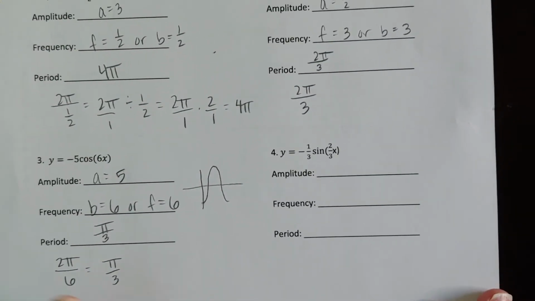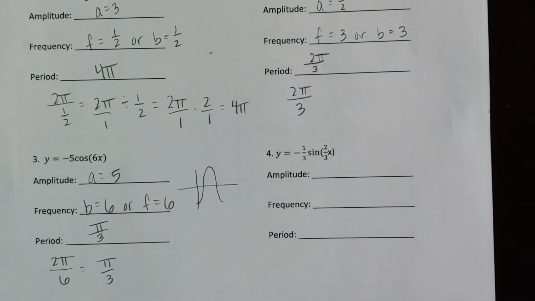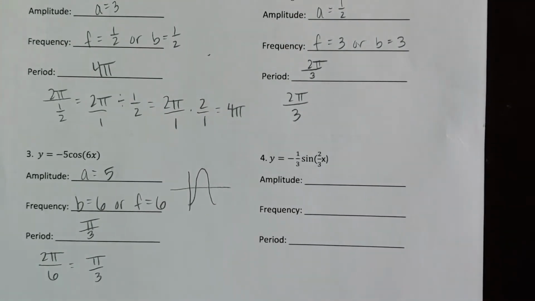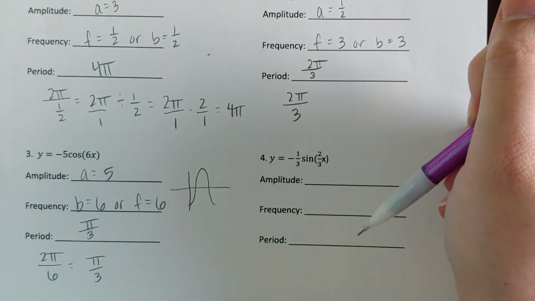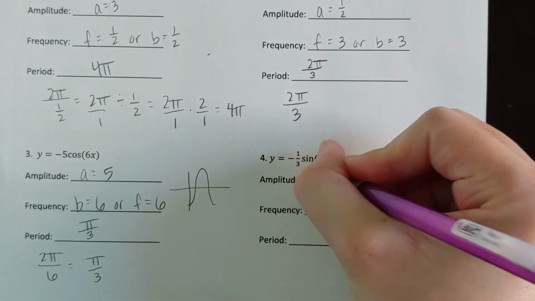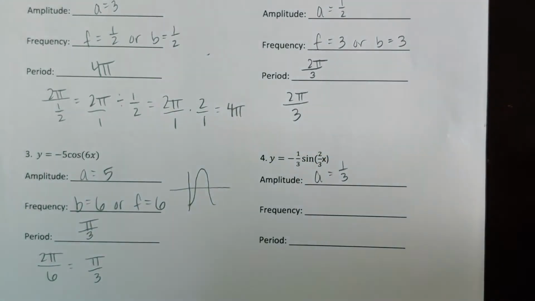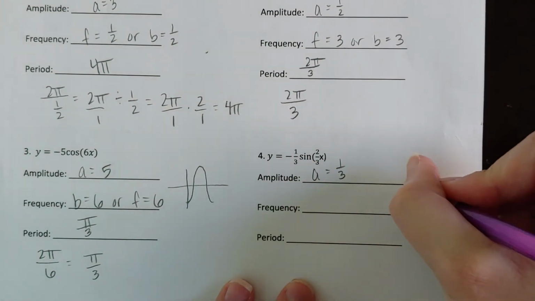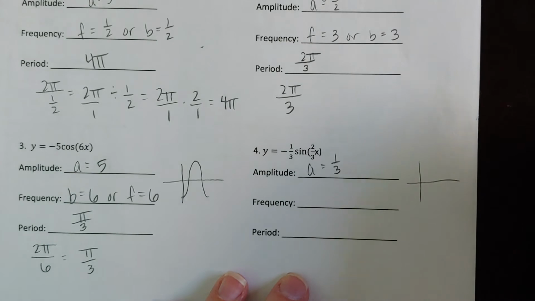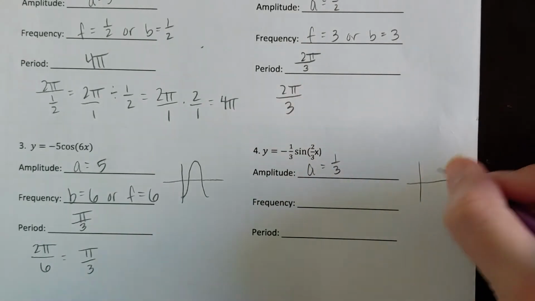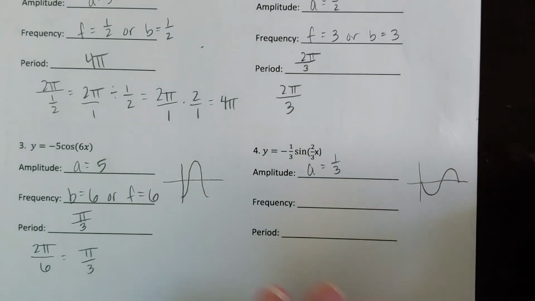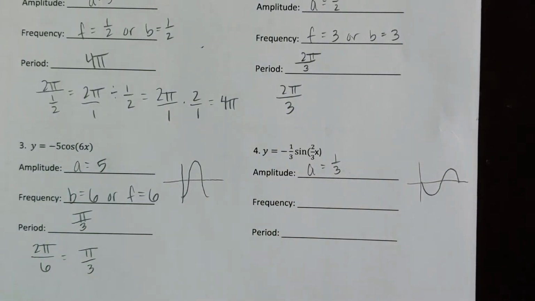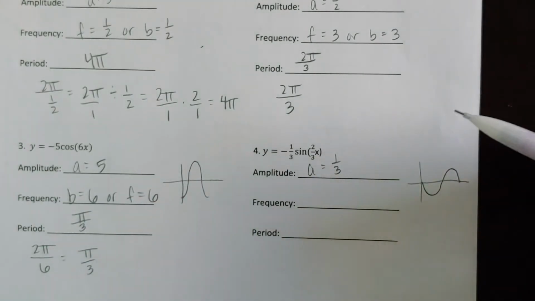The next one, y equals negative 1/3 sine of 2/3 x. We would say that the amplitude is the 1/3. Again, this one is negative, it's a sine. So if you were graphing this one, because it's negative, it would be upside down. So instead of going up first, it's going to go down first. So it's going to look something like that. It's just going to be an upside down version, but the amplitude itself is just 1/3.